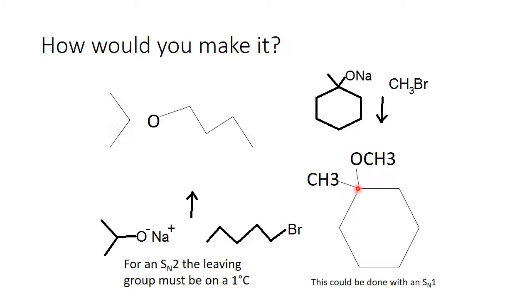Notice, because this is tertiary, we actually could do another type of reaction. If you remember back in chapter 7, I believe it is, where we learned about SN1 and SN2, you would see that tertiary alkyl halides can undergo solvolysis reactions with alcohols. So we could actually have taken the alkyl halide here and dissolved it in a lot of methanol, and that would have given us an SN1 reaction, and it would have formed that product.